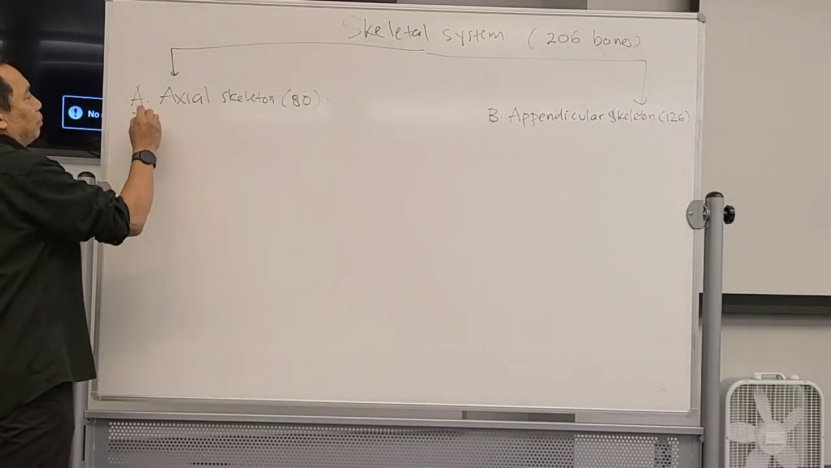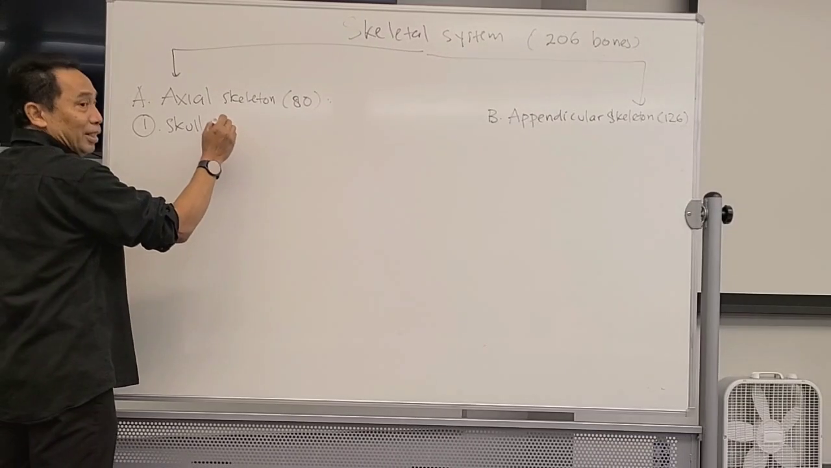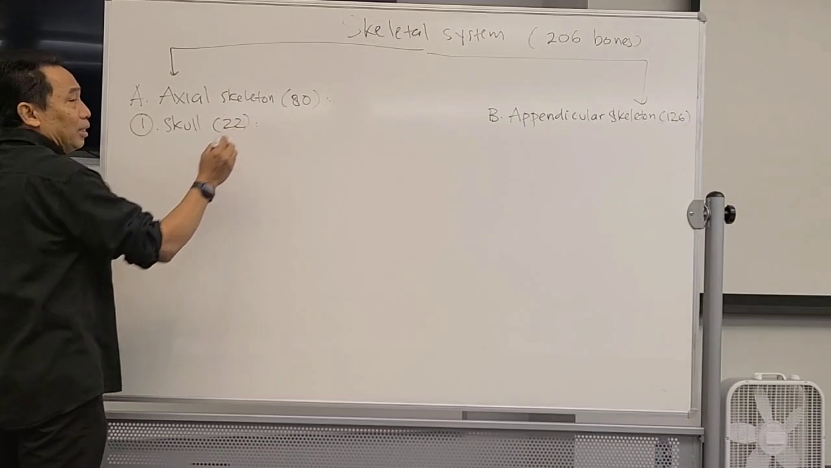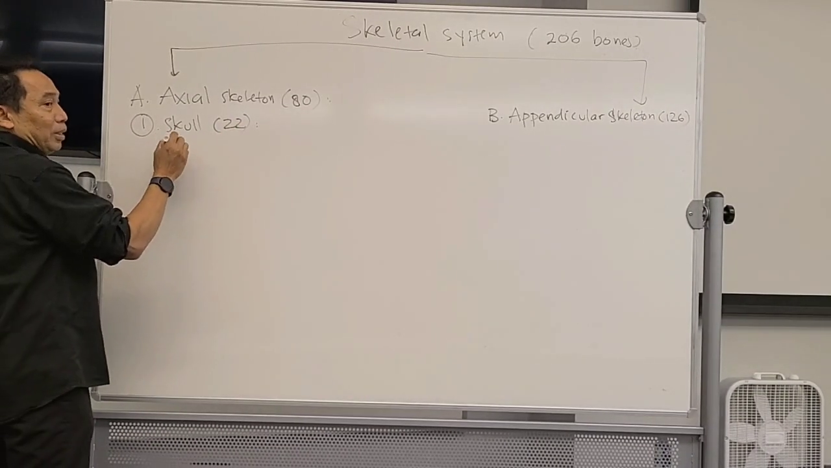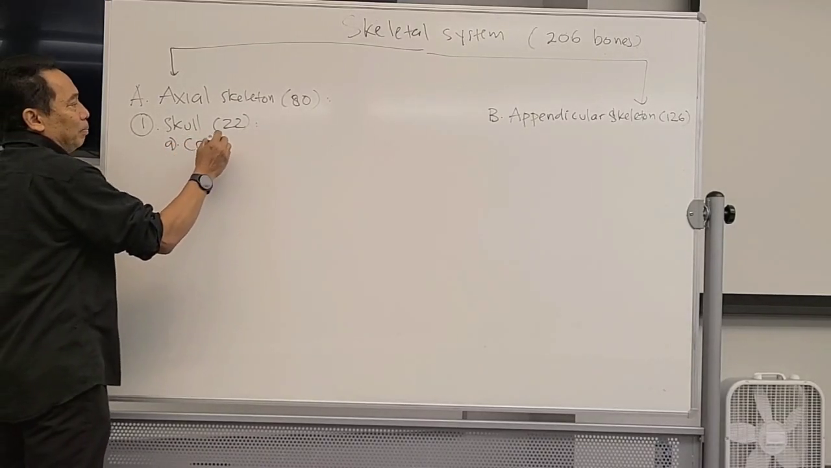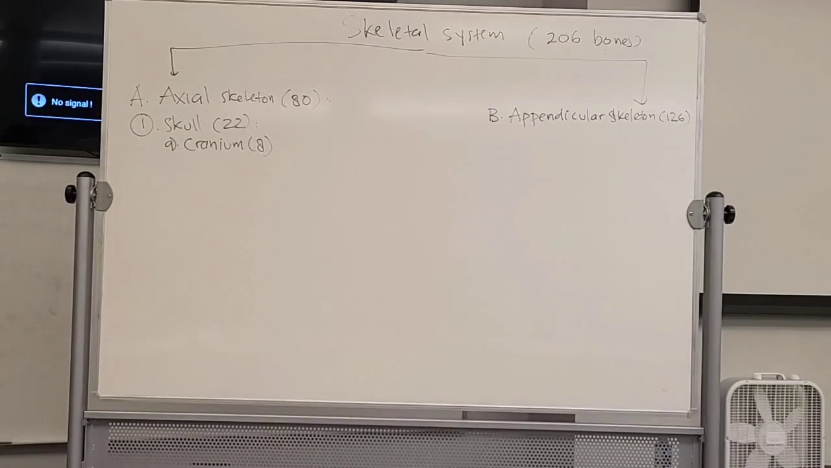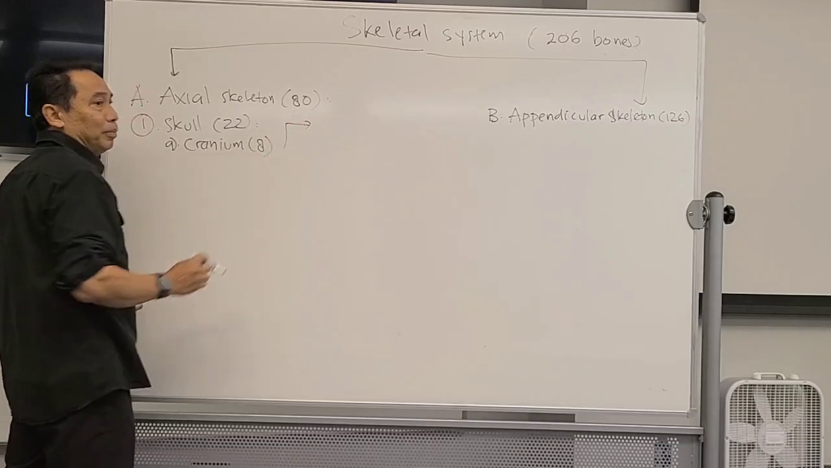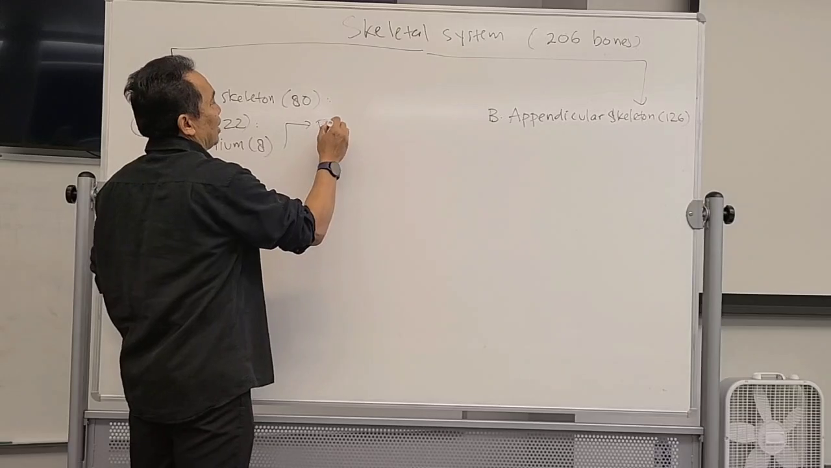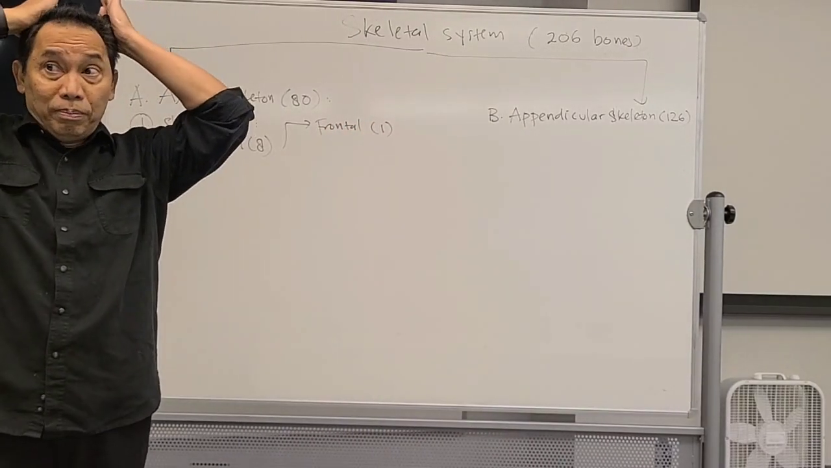The first one, skull. Skull, how many bones? 22. Make sure you remember. And this skull is divided into two. The one that protects your brain is called the cranium. How many bones? 8. Let's name all of these 8 bones. The one in the front is the frontal. How many frontal bones? 1.